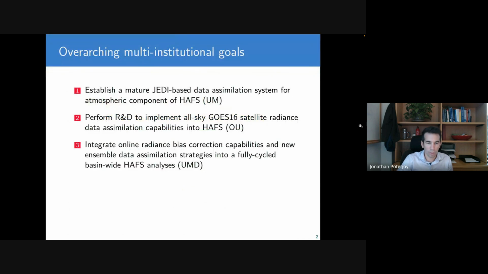To provide a quick overview of who's involved and what we're doing. First of all, this work is performed by 3 different universities: University of Miami, University of Oklahoma, and University of Maryland. For the UM side, their role is to help establish a mature JEDI-based data assimilation system for HAFS, primarily focusing on the atmosphere. OU is bringing all sky radiance data assimilation capabilities into HAFS, focusing primarily on GOES 16, which will be the topic for the second half of this presentation. And for the UMD side, we're focusing on bringing new DA capabilities into an experimental fully cycled ensemble system, which I'll talk about.